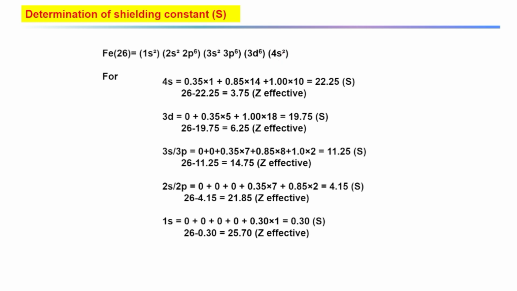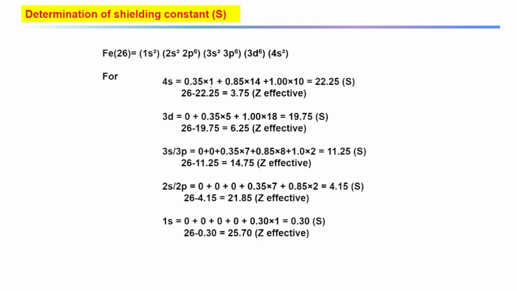Now we will determine the shielding constant of these 4s electrons. Here we have 2 electrons. For 1 electron, there is only one more electron in this 4s group, so from that electron we will get 0.35 shielding constant. That's why 0.35 into 1. Now, these 14 electrons have the same principal quantum number but different azimuthal quantum number, so we will get 0.85 into 14. This much will be the shielding constant value from these two groups.